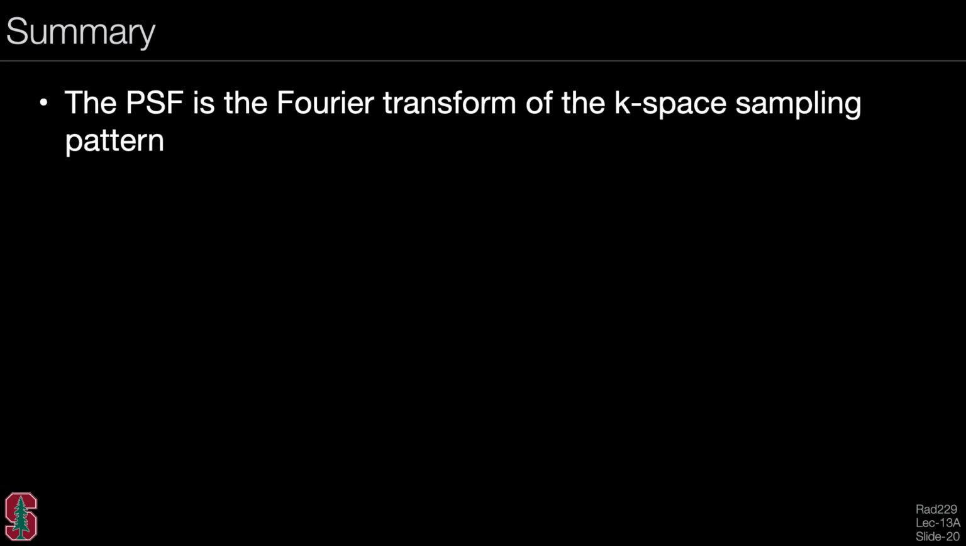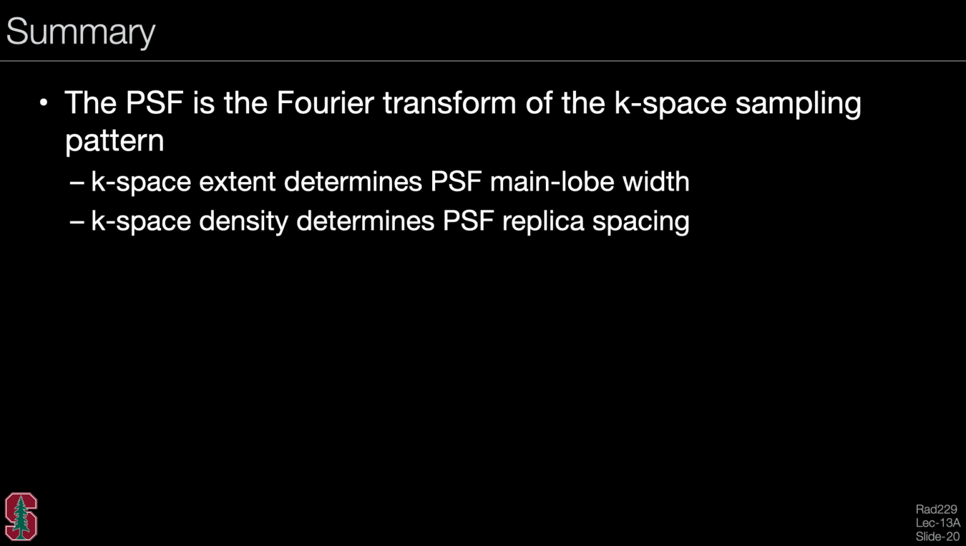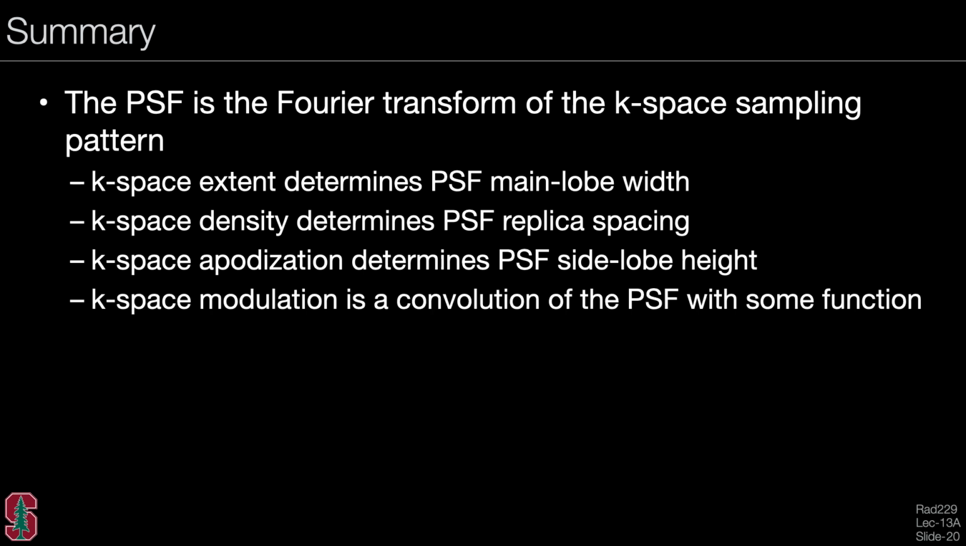In this lecture about sampling and point spread functions, we've seen that the point spread function is the Fourier transform of the k-space sampling pattern. The k-space extent determines the point spread function main lobe width. The k-space density determines the point spread function replica spacing. K-space apodization determines the point spread function side lobe height. K-space modulation is a convolution of the point spread function with some function that depends on that modulation.